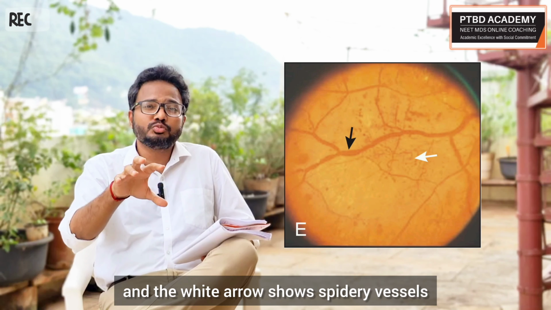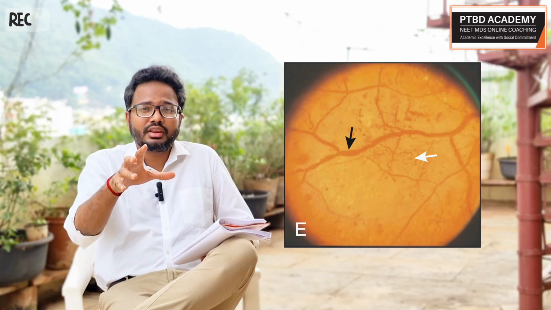And the white arrow shows spidery vessels, IRMA. There is intraretinal microvascular abnormalities, which we discussed in pre-proliferative stage, right? So spidery vessels. And in the following illustrations, you can see tufts of structures which are arranged as tufts. Right? These are nothing but your new blood vessels, neovascularization. So fine tufts of vessels on the retinal surface.